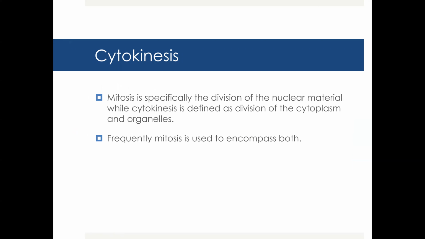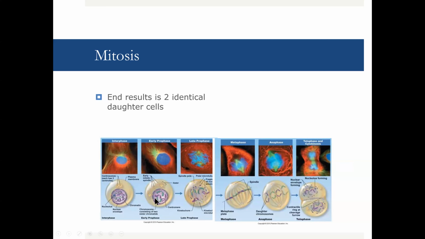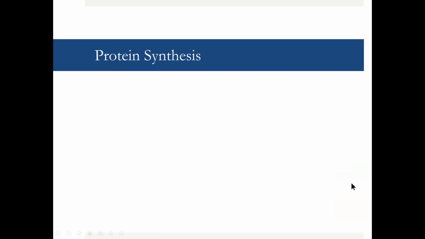Cytokinesis: mitosis is specifically division of the nuclear material, while cytokinesis is defined as division of the cytoplasm. And frequently mitosis is used to encompass both. So you may see the term telophase, and they don't even mention cytokinesis. They just incorporate the cell division itself into the stage of telophase. And so these are the stages. That's all there is to the cellular division part, okay?